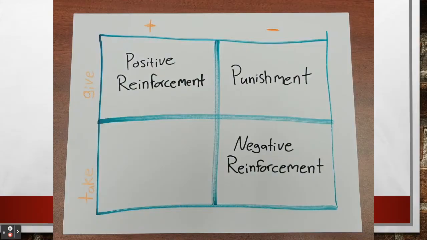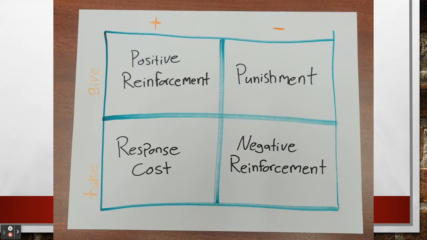Punishment occurs in response to the undesirable behavior. It is where you give something negative. Now, this is the one that probably most people are familiar with. That might look like a timeout at home. And at school, it might look like a referral to the office, or it could look like suspension.